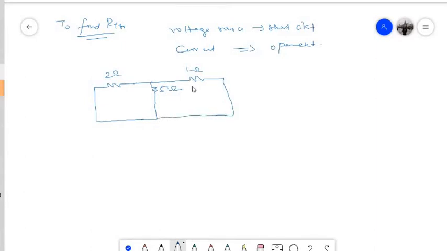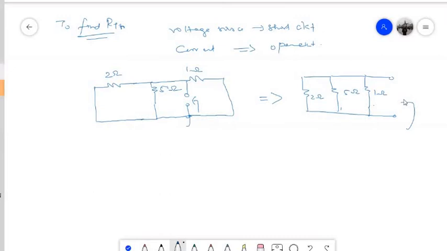Now ultimately I am interested to find what will be the resistance when I actually look at from this particular point. Now ultimately you will see that there are three resistances that are actually connected in parallel. So this is similar to this 2 ohm resistance, 5 ohm resistance and this 1 ohm resistance. They are connected in parallel. Now this will be my RTH.